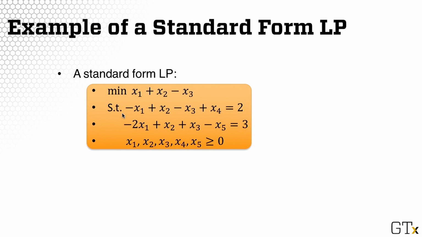And also, as we said earlier, we always assume that our standard form problem has linearly independent equality constraints. You can actually check these 2 constraints here, -1, 1, -1, 1, this, and 0, this vector, versus this -2, 1, 1, 0, -1. These 2 vectors are actually linearly independent.